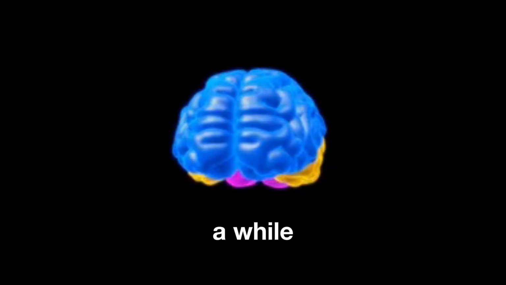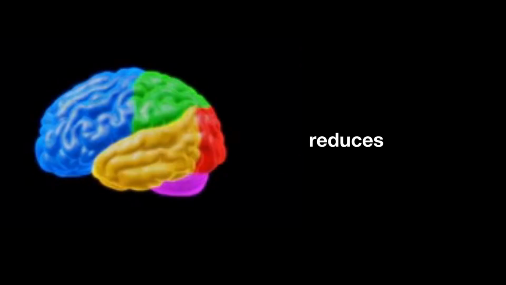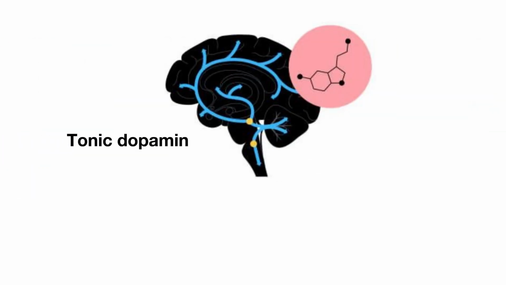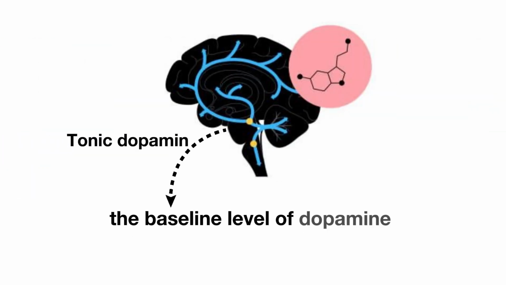But after a while, your brain starts to protect itself. It says, "Whoa, this is too much stimulation. We need to protect ourselves," and reduces the number of dopamine receptors. Kind of like turning down the volume. So your baseline crashes hard. Because of that, your tonic dopamine, the baseline level of dopamine, drops a lot.